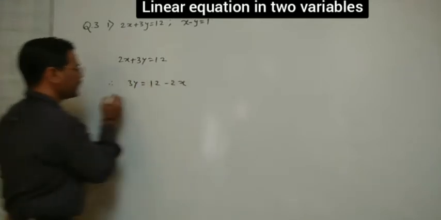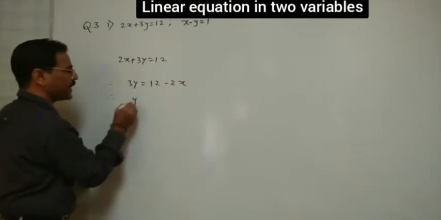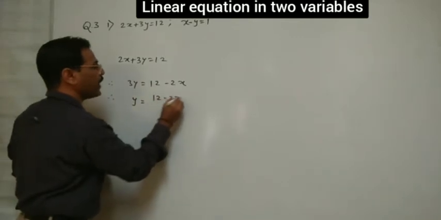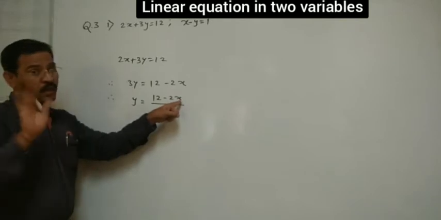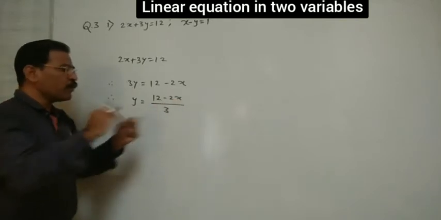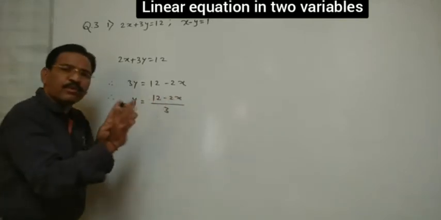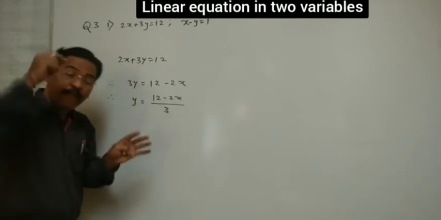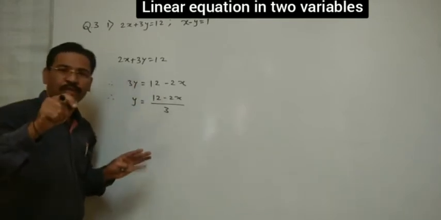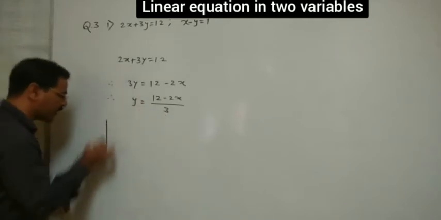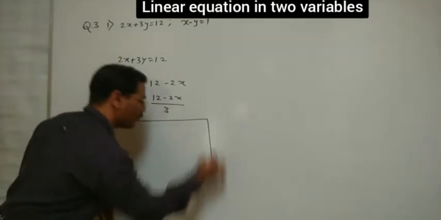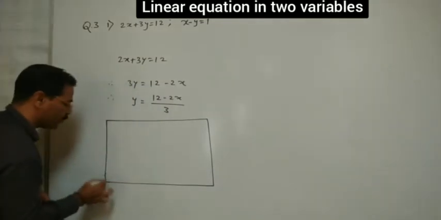Then this 3 goes to the other side. y is equal to 12 minus 2x upon 3. Now remember, whenever we put a value of x, we cannot put just anything. We have to put some specific values of x. Why? Because there is a denominator. I'll make a box here in which we are going to put the values.